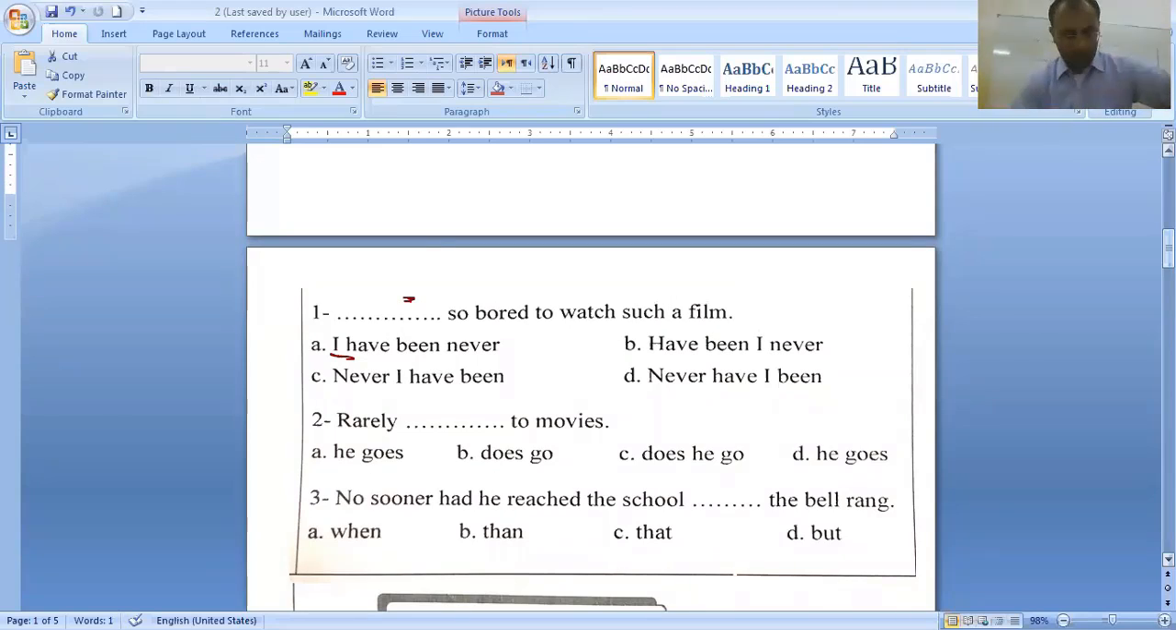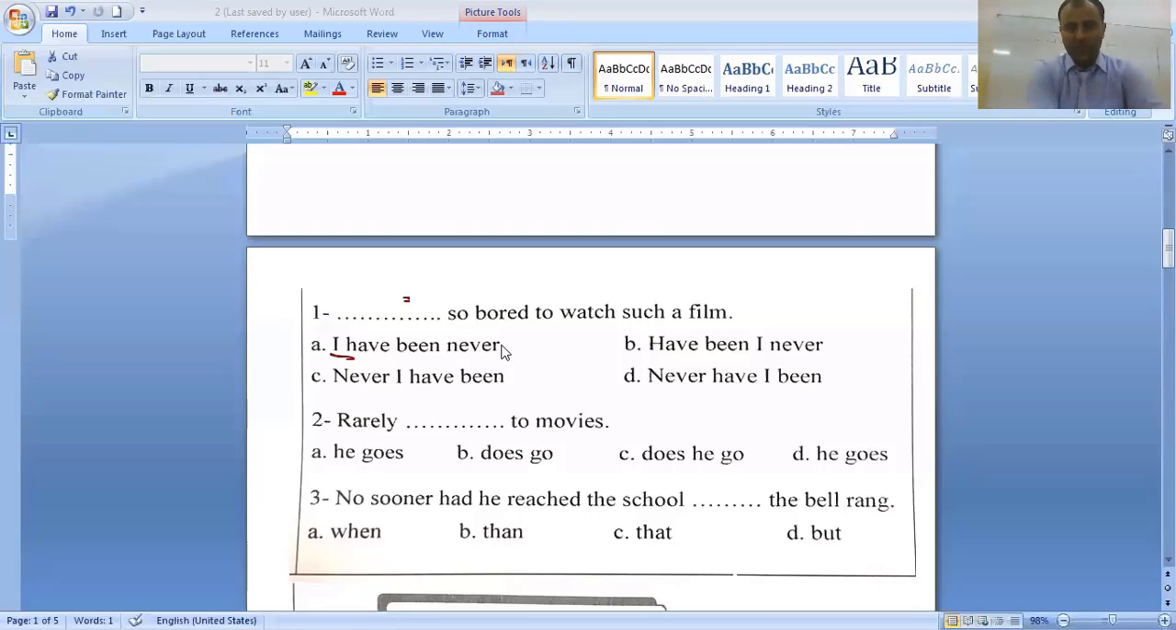Okay, let's look here before we move to this exercise. We have here 3 sentences. It's very easy, and choice is much easier. So in this exercise, we have to choose the right word order in the inverted sentence. Okay, so first sentence: I was so bored to watch such a film.